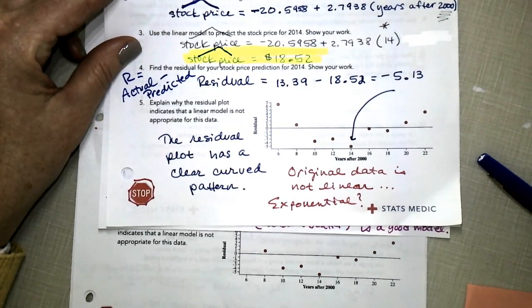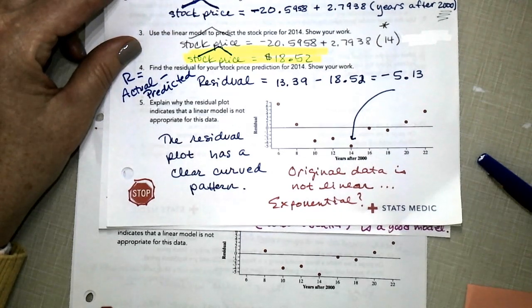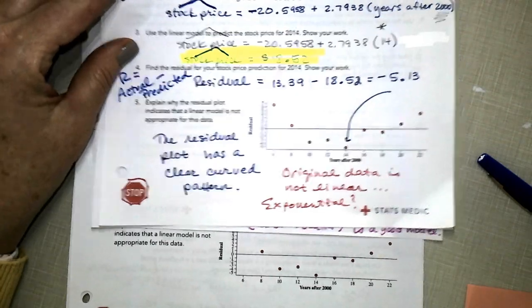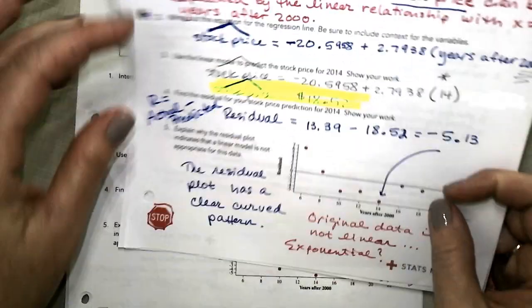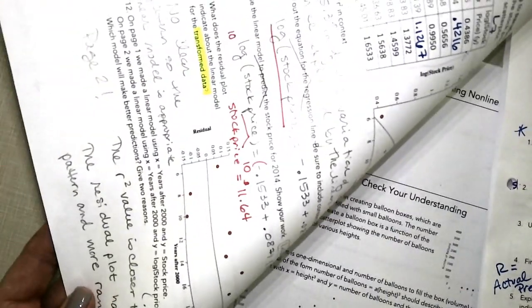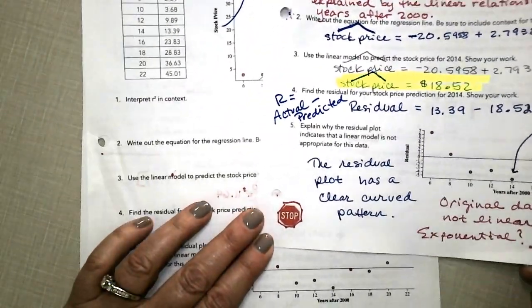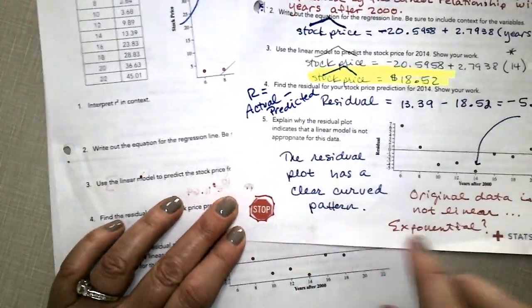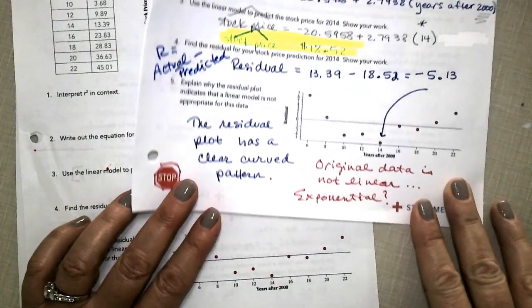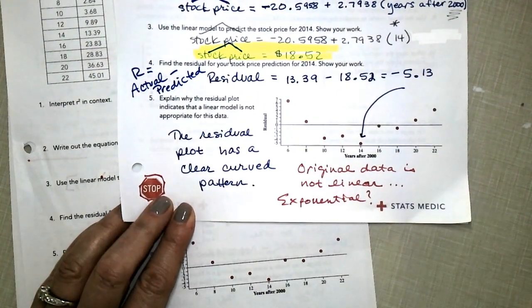So this does not have a nice random scatter. The original data is not linear. Is it exponential? Perhaps. So that, my boys and girls, is where we're going to go on Monday. There's my chicken scratch copy. So if you didn't do it this time around, do it tonight. Do it tonight.